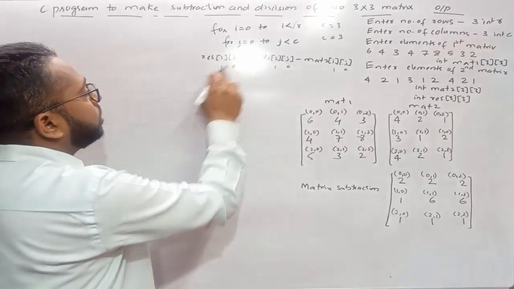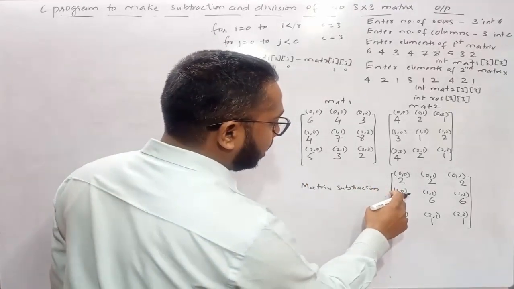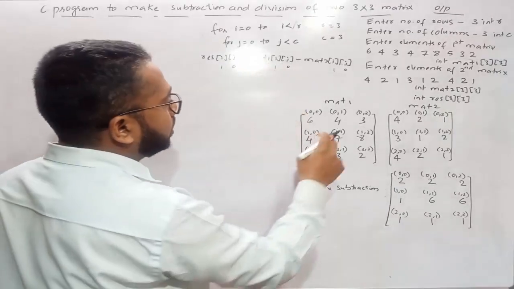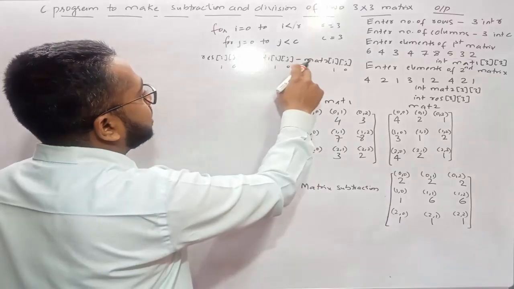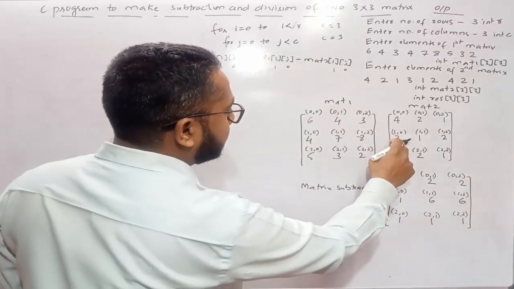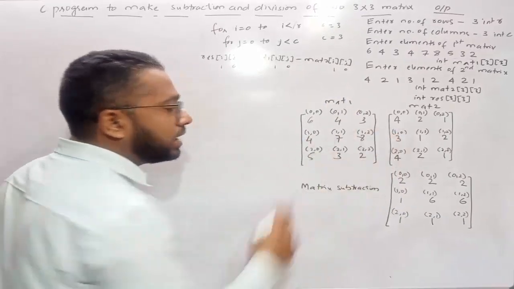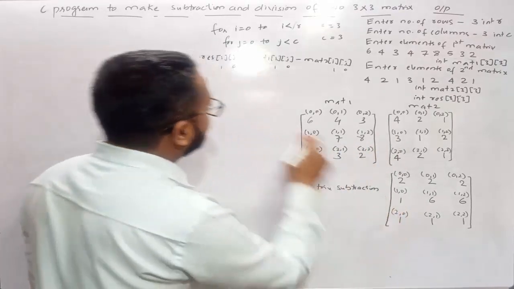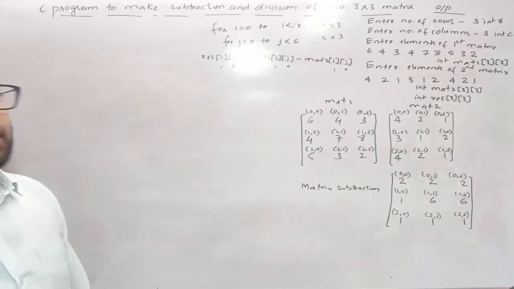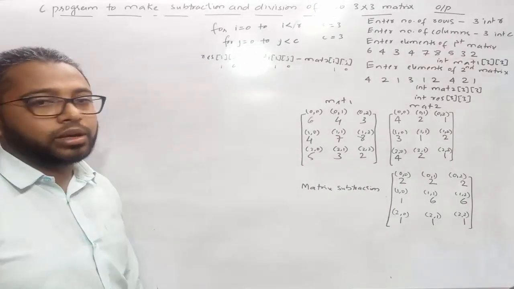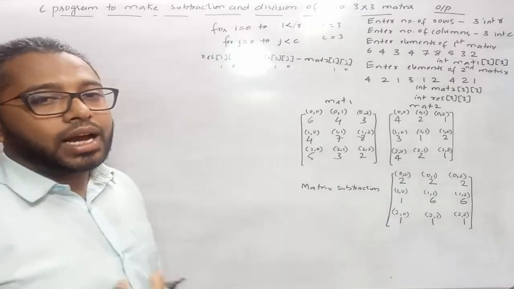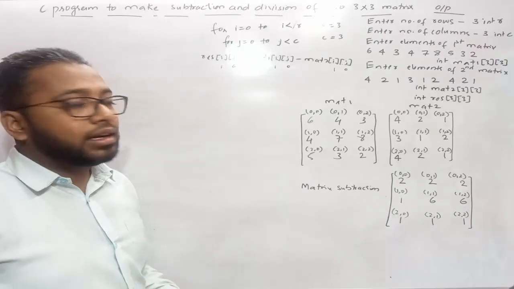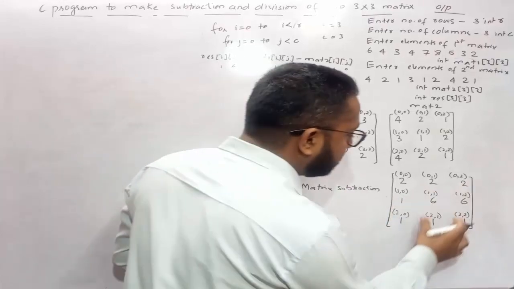So now result of 1 comma 0, that means at this location now the result should be stored. Result of 1 comma 0 equals mat1 of 1 comma 0. Mat1 of 1 comma 0 is 4. Next, minus mat2 of 1 comma 0, that means this. Now the subtraction will get performed between 4 and 3, and we will get the output 4 minus 3, which is 1, and that 1 gets stored inside result of 1 comma 0. Okay, so like this, with each and every iteration, i value and j value gets updated, and at particular places in the resultant matrix, the result gets stored.